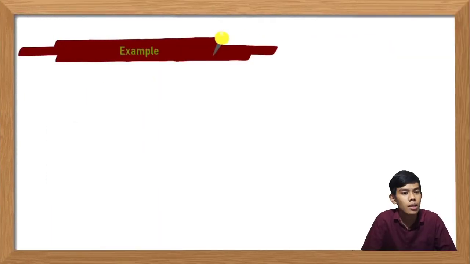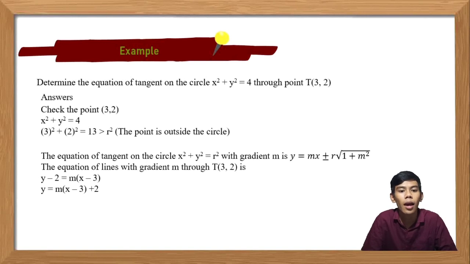For example, determine the equation of the tangents to the circle x squared plus y squared equals 4 through point T (3, 2). First thing to do is check the point (3, 2). So x squared plus y squared equals 4, and 3 squared plus 2 squared equals 13. So it's more than r squared. So the point is outside the circle.